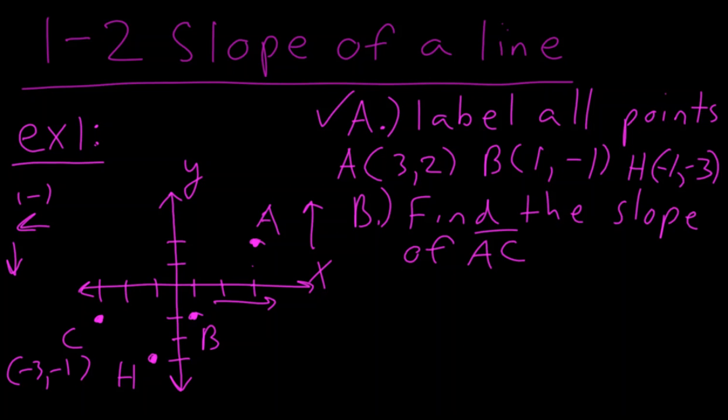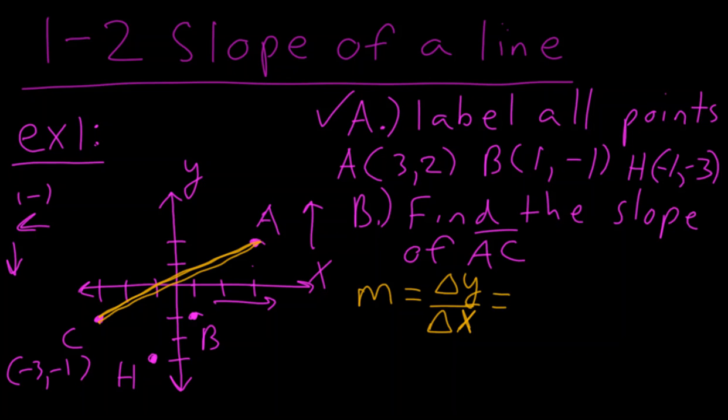It says find the slope of AC, and you might remember this word slope from Algebra 1. I hope you do. And let's draw a line connecting AC. So what is a slope really? Well, slope is represented by the letter M, and we can say it is the change in y over the change in x. I'm sure if you had Miss McKay, she's told you that that triangle stands for the Greek symbol delta, which means change. So change in y over change in x.